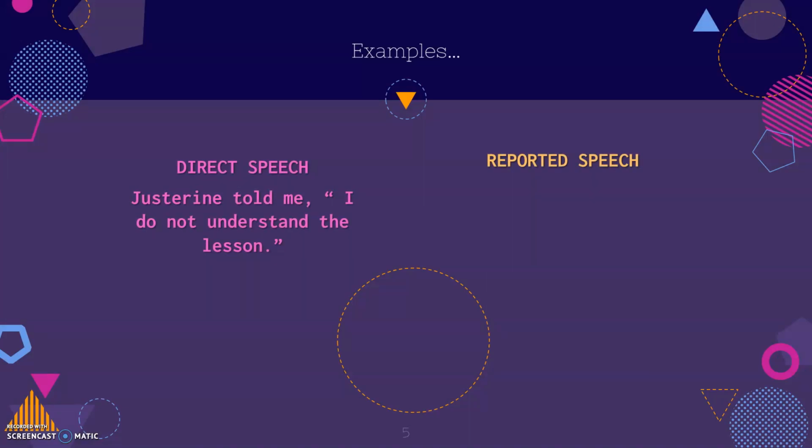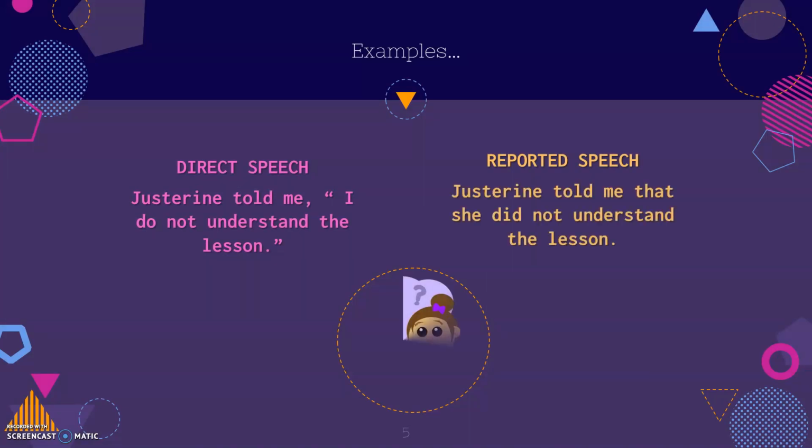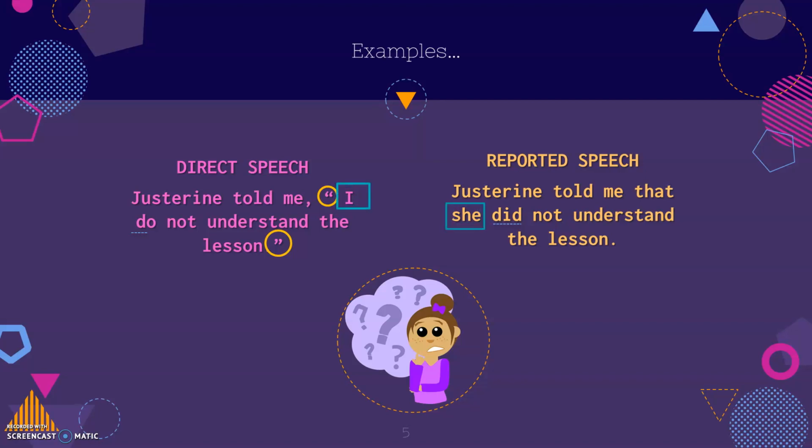"Justin told me, 'I do not understand the lesson.'" That's an example of direct speech. "Justin told me that she did not understand the lesson." The spoken words are enclosed in quotation marks for direct speech, and the tense of the verb is changed. Also, notice the change in the pronouns used. I becomes she.